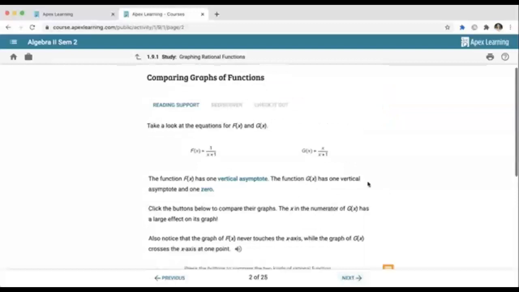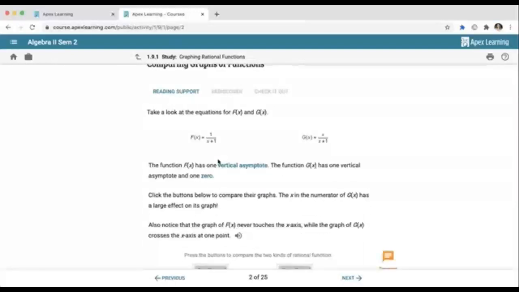Now, looking here, we can see that both of these have similar equations: 1 over x plus 1 and x over x plus 1. They both have a vertical asymptote at x equals negative 1. But the difference is that g will have a 0 point, because we can make the top equal to 0 by having x equal to 0.